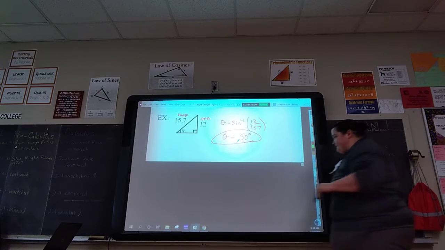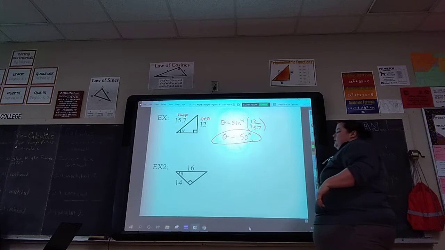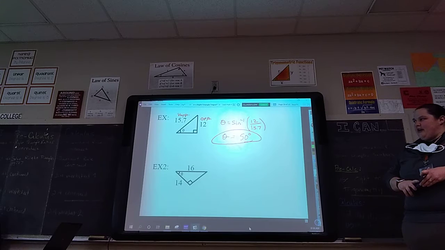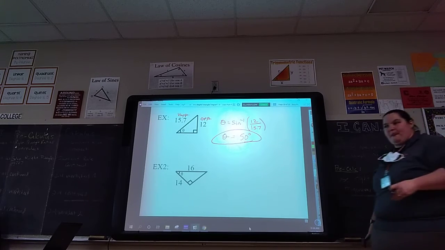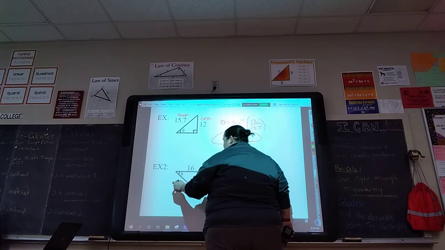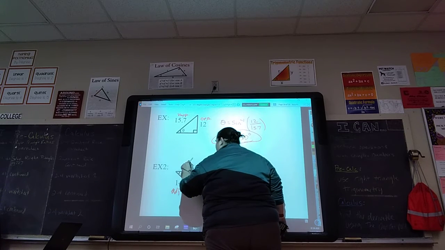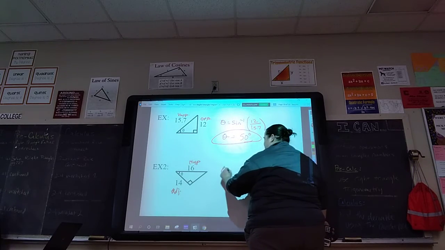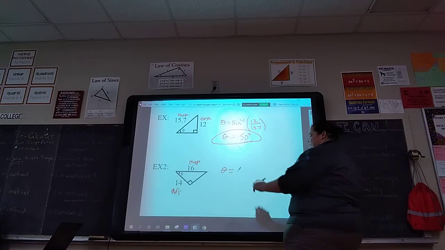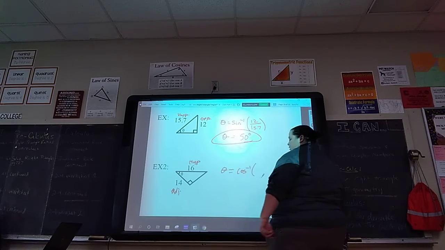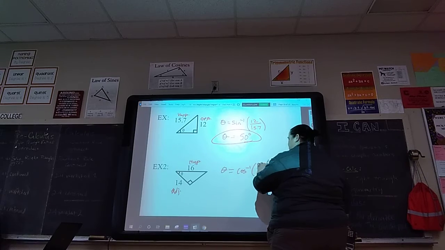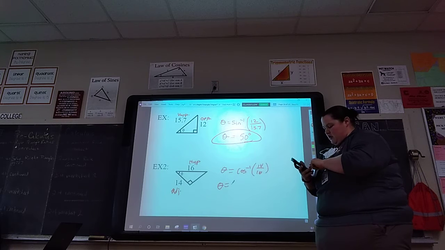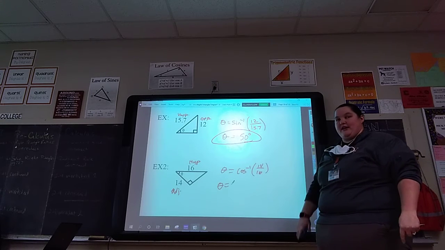So let's do the next one. We're finding that angle. What two sides do I know based off of the angle I'm trying to find? Yep, this is the adjacent side, and this is my hypotenuse side. So which trig function can I use to help us find this angle? Cosine, and specifically cosine inverse. So your cosine inverse of 14 over 16. We have 28.95, so I'm going to round that to 29 degrees.